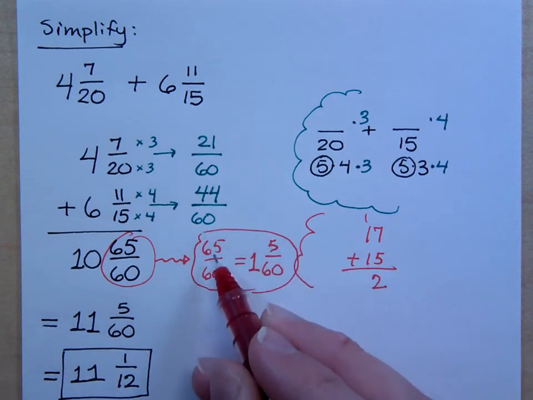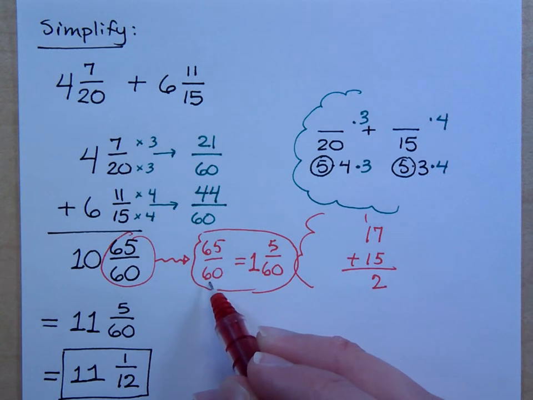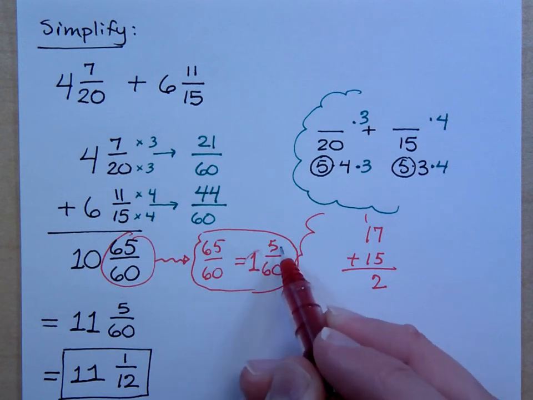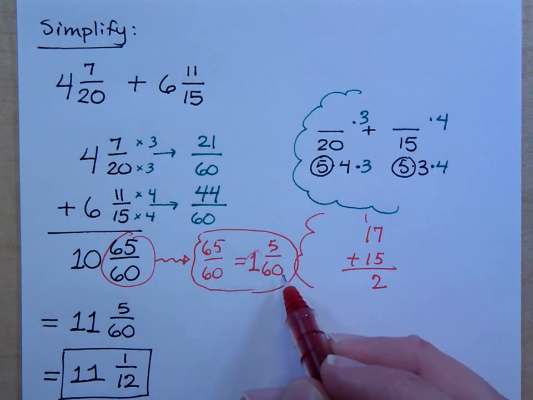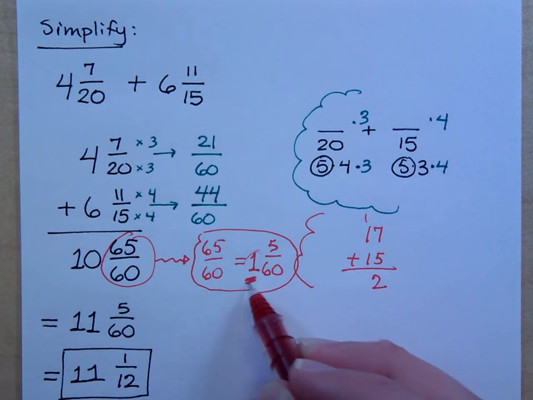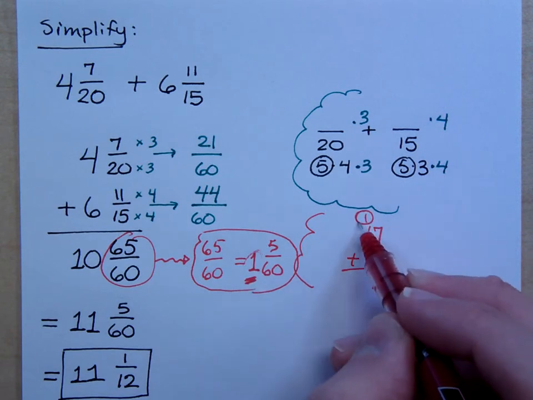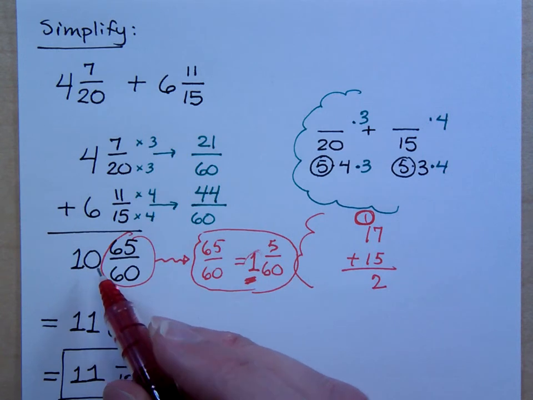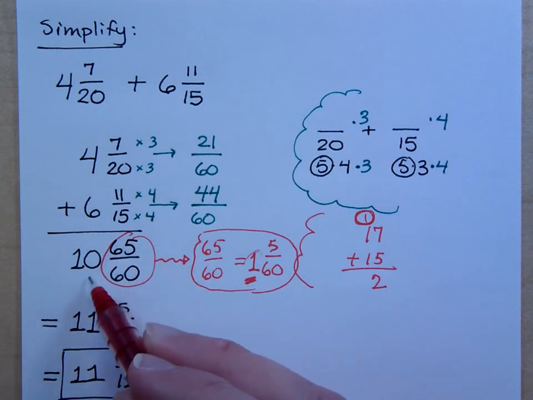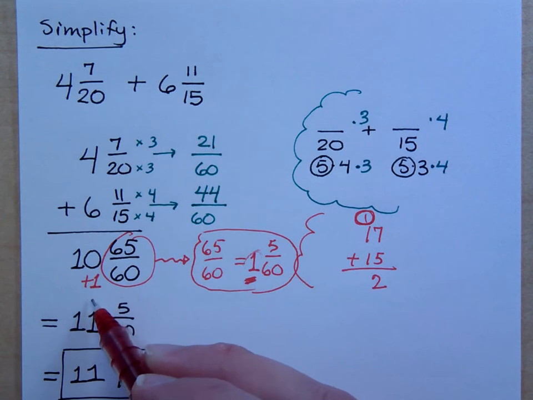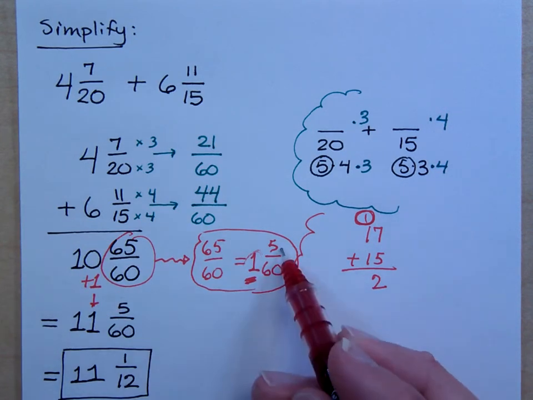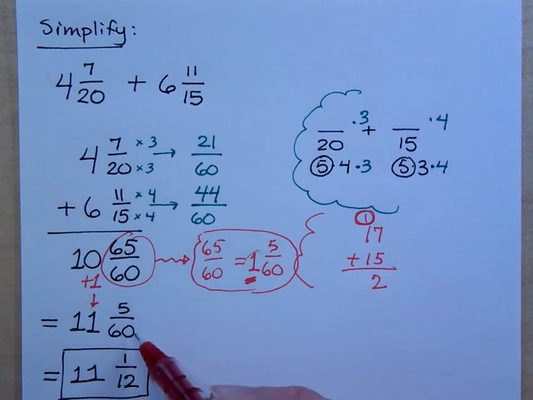If I look at 65 over 60, this is a mixed number. It's an improper fraction, right? So I have enough pieces to make one whole unit, and I'm going to have 5 left over, right? So what do I do with this one? Well, it's the same thing that I did with this one. I have to carry it over to the 10. So I have enough pieces to make an extra whole unit to give me the 11. But then I have 5 left over, so 5 over 60.